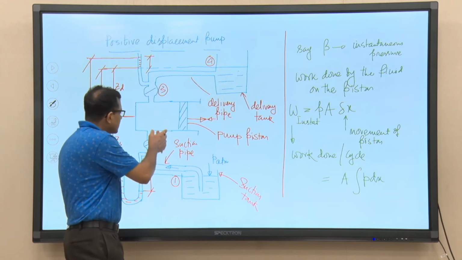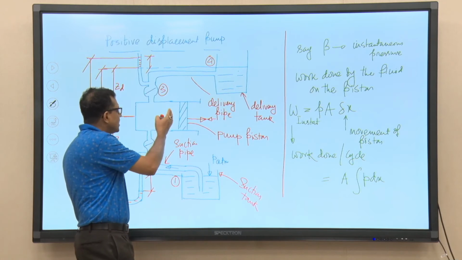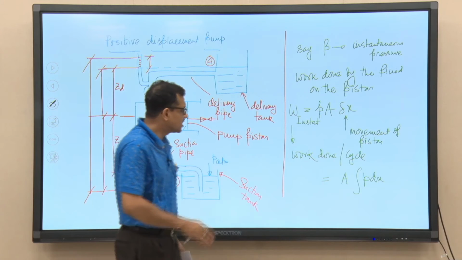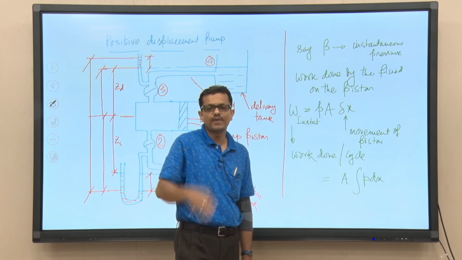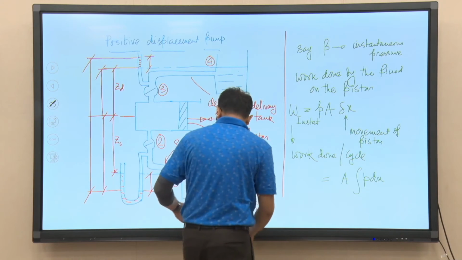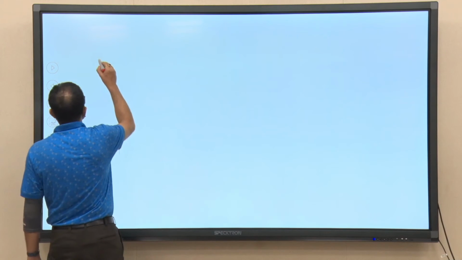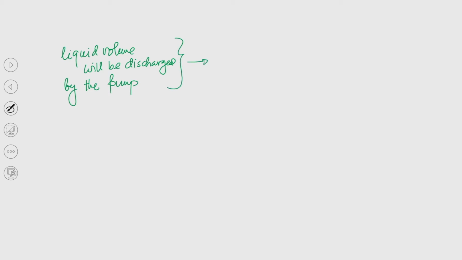Question is, see you can understand the amount of fluid that will be delivered by the pump. Next, essentially you are trying to frame a few expressions of a few flow parameters. So, this is work done per cycle. Next if we try to write this, what is the liquid volume that will be discharged by the pump, is how much?